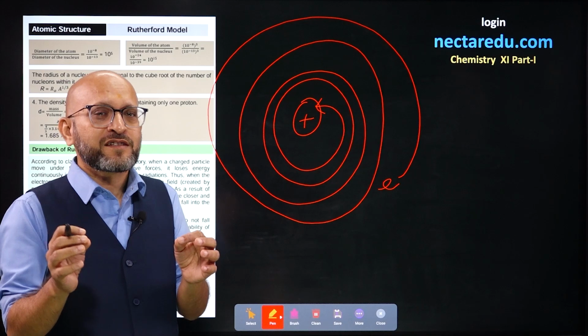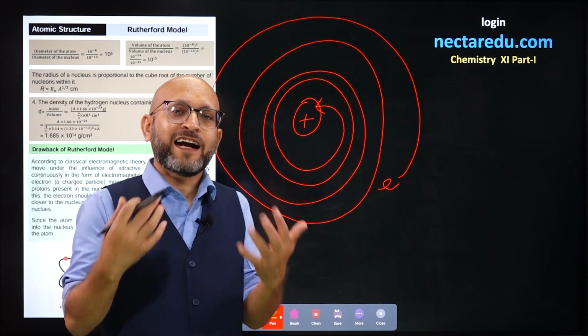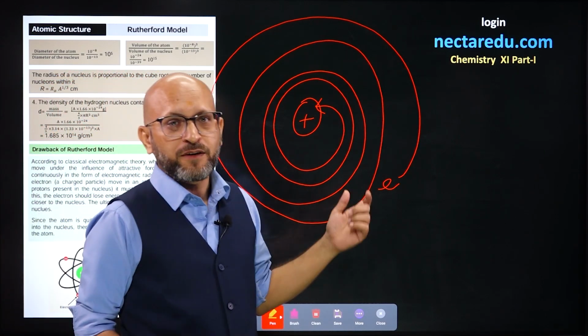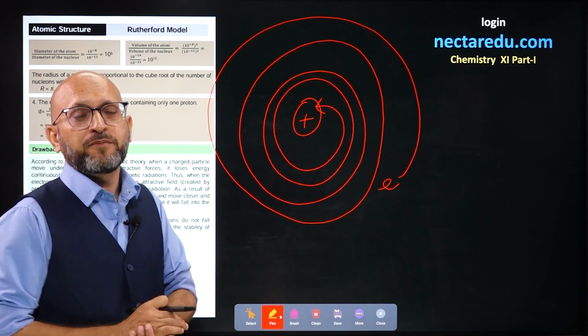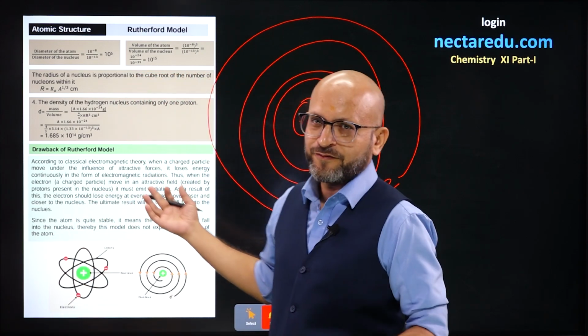So that was the drawback. Rutherford's model was not accepted on the whole, and we had to address this drawback. The drawback of the stability of the atom in the Rutherford model was later explained by Bohr's atomic model. So that's it for this page.